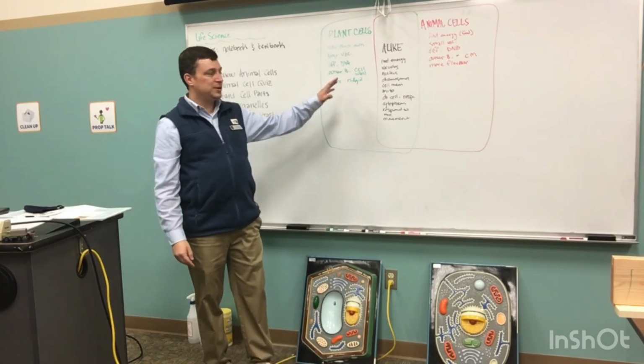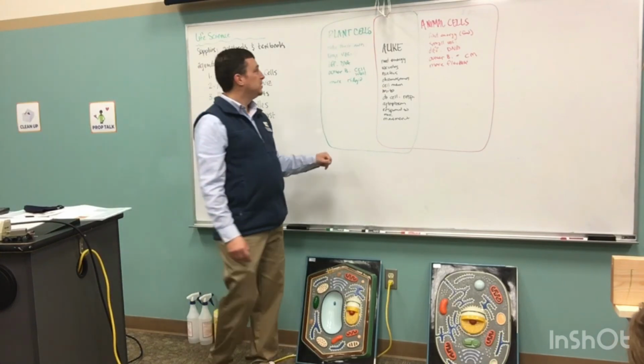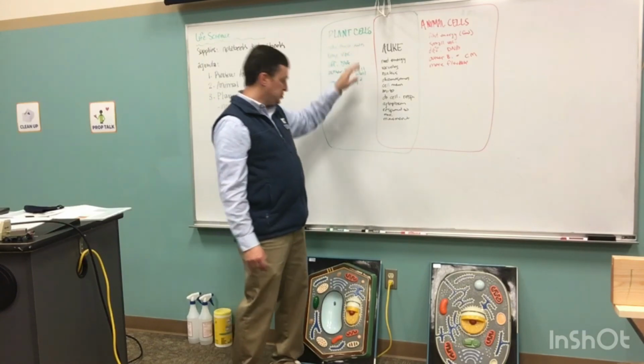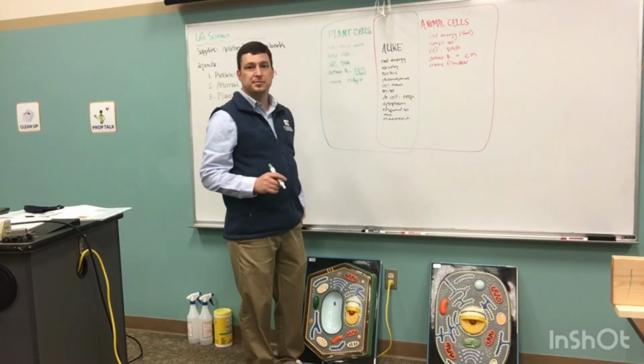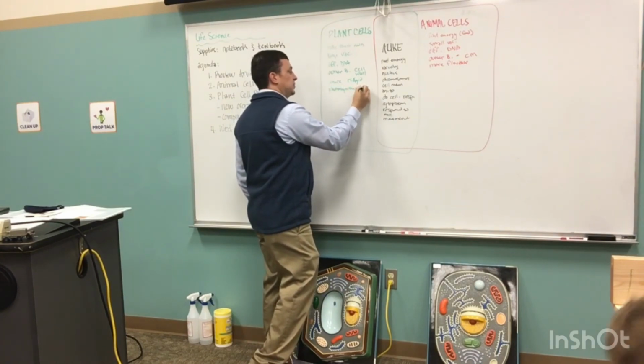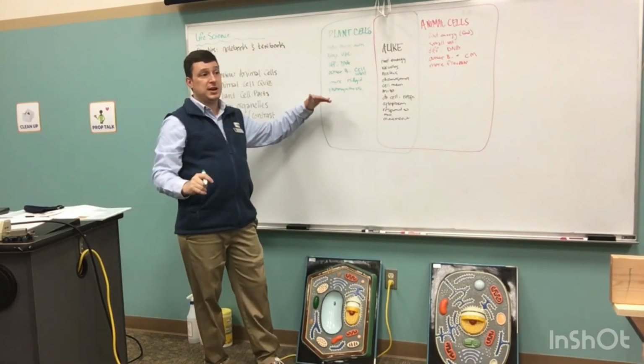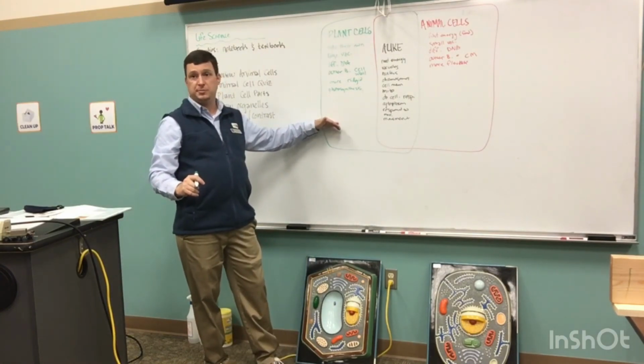All right, what else can we add up here? Anything else? We said that plant cells make their own food. What do we call that process? Photosynthesis. All right, what plant parts? We can add chloroplast and chlorophyll, right?